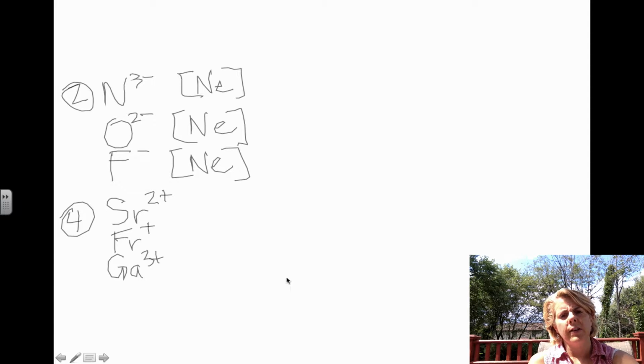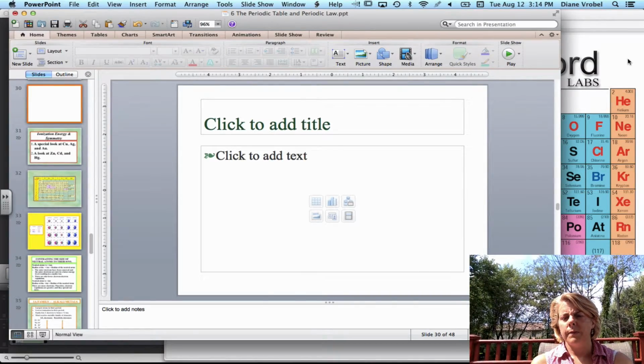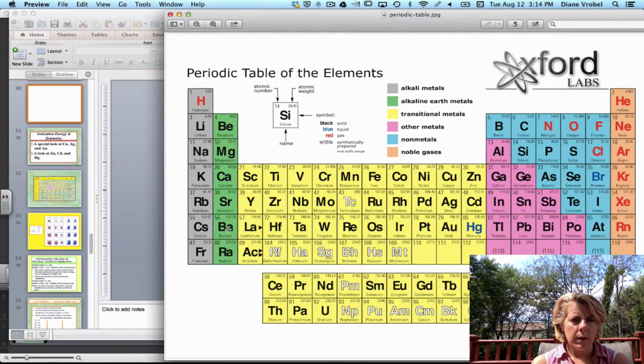All right, let's go to the periodic table. Okay, so strontium is right here. Notice that its previous noble gas is krypton, and it has 2 outer electrons. So when you draw the electron configuration, you're essentially assuming krypton. For francium, francium is down here. Its noble gas before it is radon. And for gallium, gallium is over here. Its noble gas is argon.